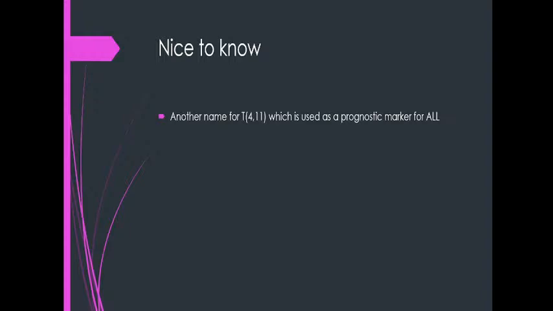Sino yun? Hindi ko nakita. Mabilis mag-Google. Grabe, ang bilis mag-type. Sino makakasagot? Another name for translocation 4;11. It's what?